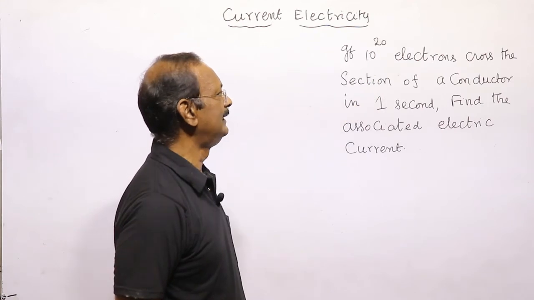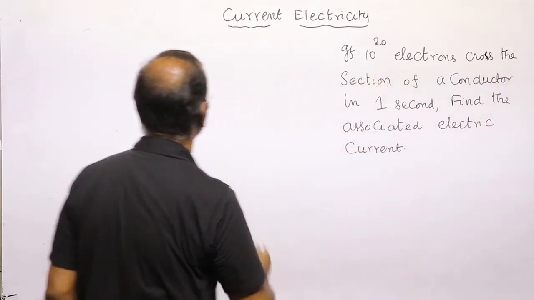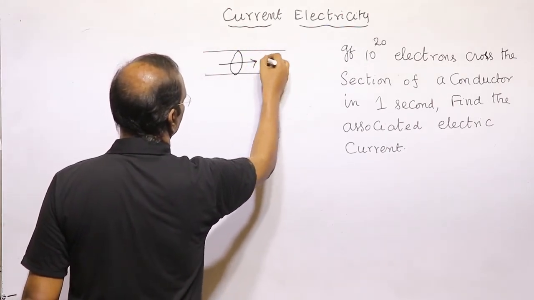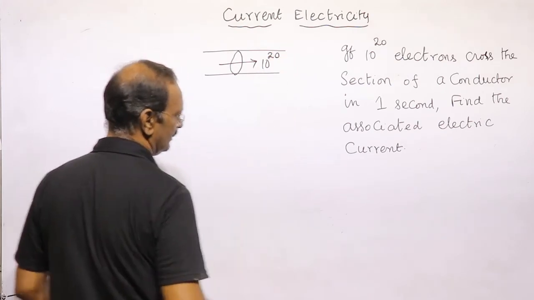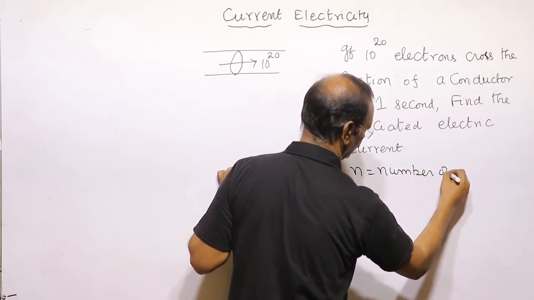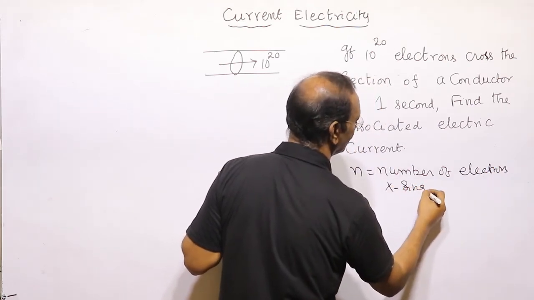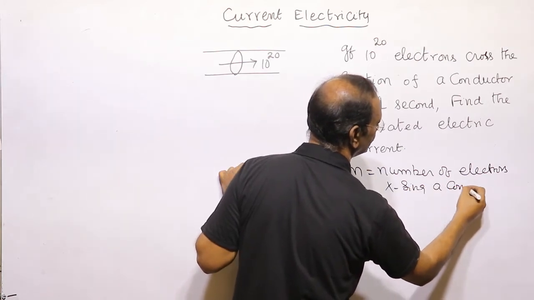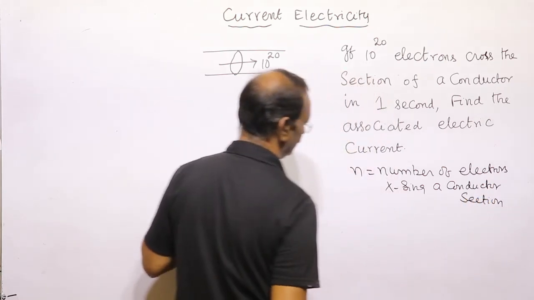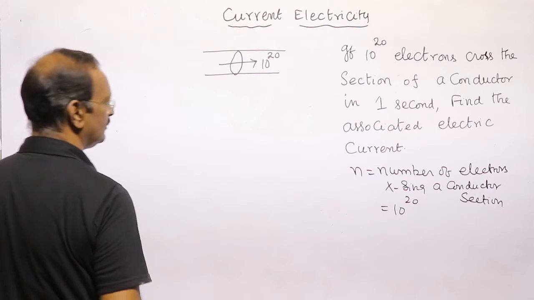If 10 to the power 20 electrons cross the section of a conductor, it means there is a conductor and through its cross section 10 to the power 20 electrons cross. So the number of electrons n crossing a conductor section is equal to 10 to the power 20. And find the associated electric current.